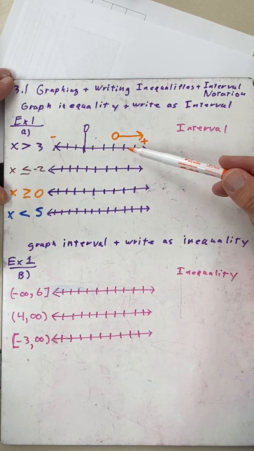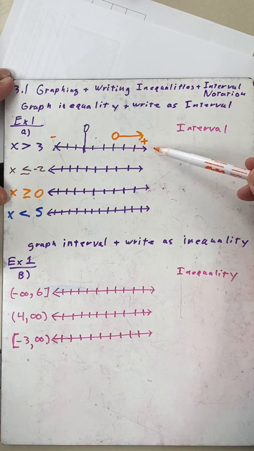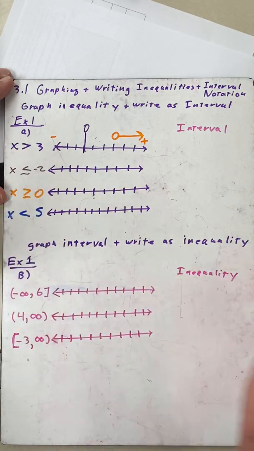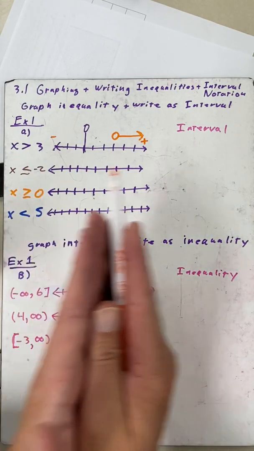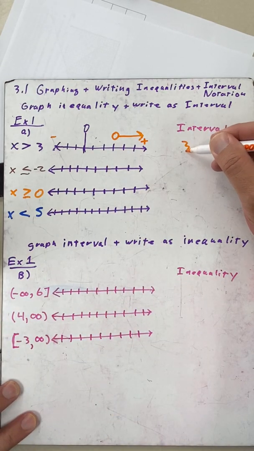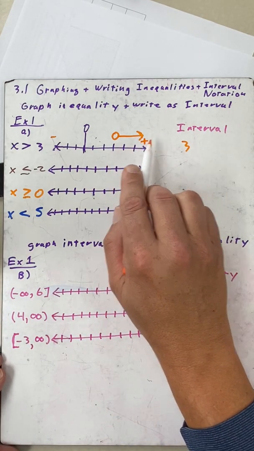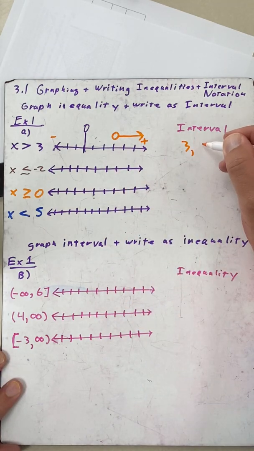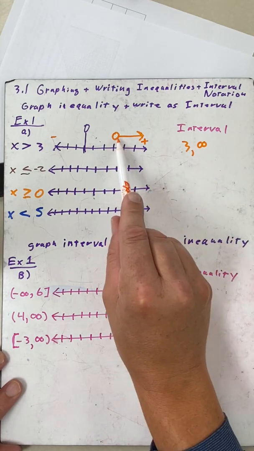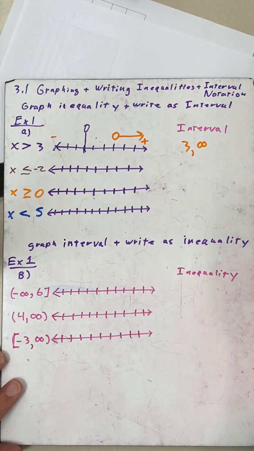So my solutions are 4, 8, 9, 100. Anything to the right would make this true. 99 is greater than 3, whatever. All right. Now, interval notation, what we're going to do is start from left to right. So our starting value is 3. And our ending value goes on forever, so we use comma, infinity symbol. So once again, we're going from 3 to infinity, left to right.